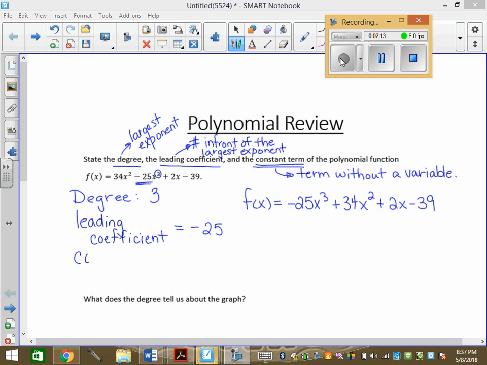Our constant term is the one that remains constant without a variable, and it's our back term, which is negative 39.